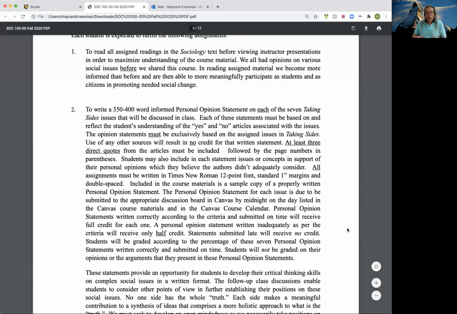So the way each of these issues works is, first of all, there will be an introduction to the issue written by the editors. Then you'll read the yes position. Then you'll read the no position. Then there'll be a postscript at the end, kind of summarizing the whole thing. Okay, so that's how they're all set up. The opinion statements must, I already covered that. At least 3 direct quotes from the articles must be included, followed by the page numbers in parentheses.